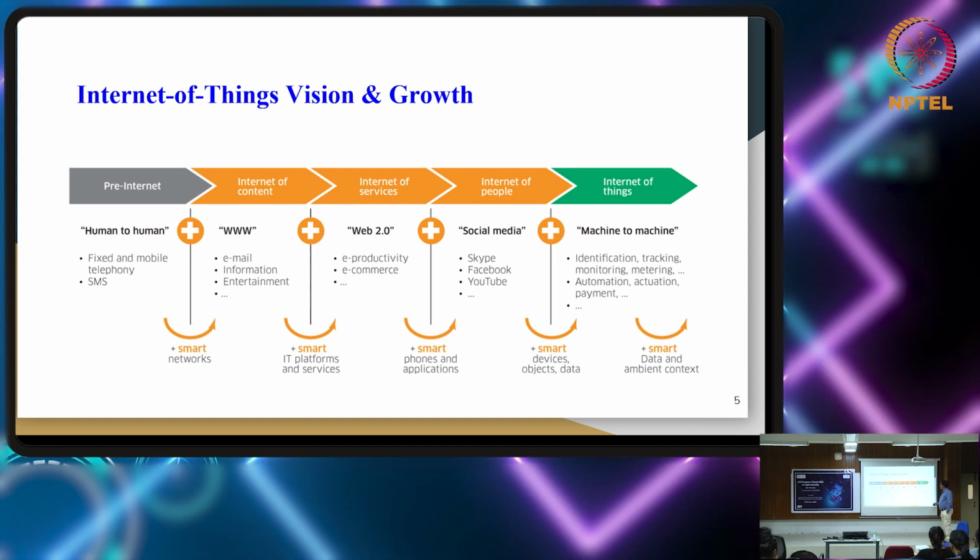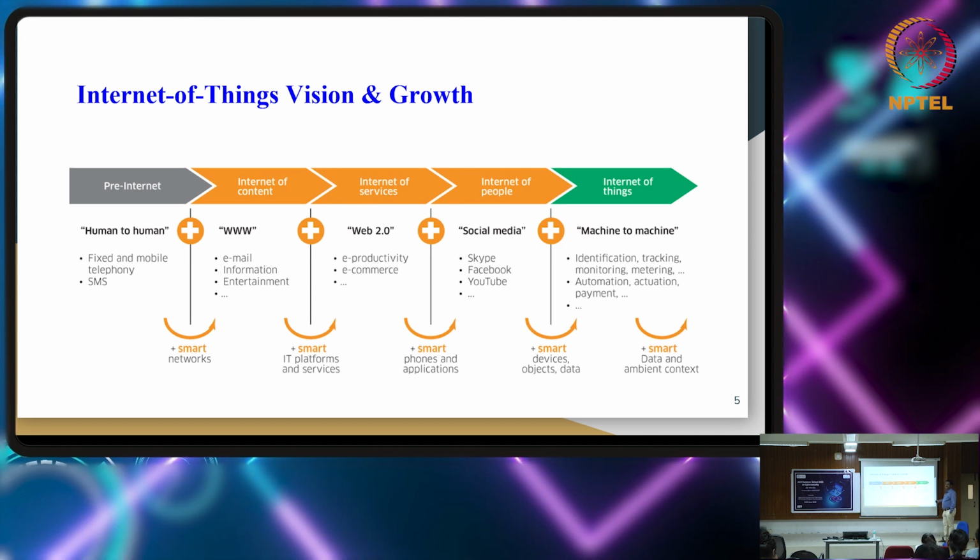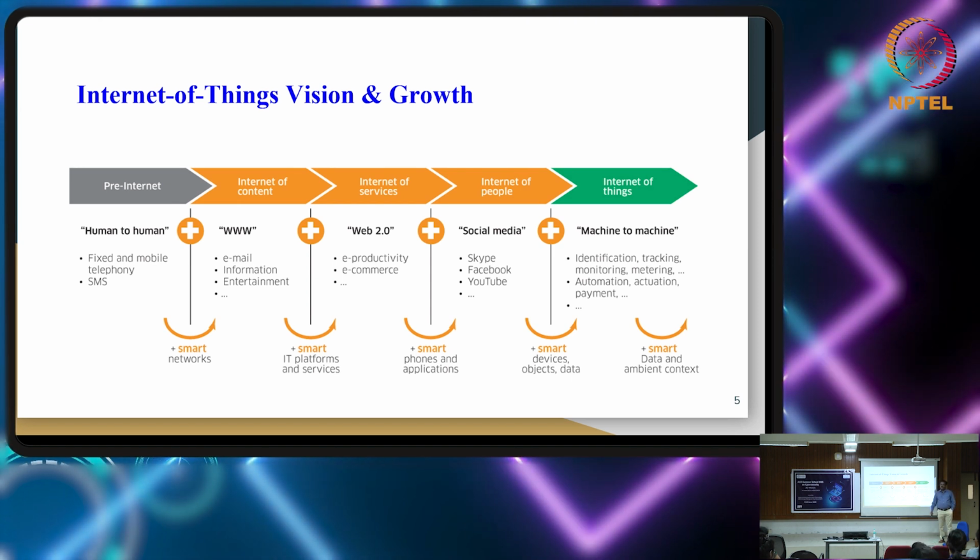And the last one is machine to machine. See that trend: initially, before internet, human to human interaction. Now machine to machine interaction, where there is no human being. Here, smart devices and objects, smart data and ambient context, that is called the Internet of Things. You understand what I'm trying to say? From here, human to human moves to machine to machine. Machine can take care of everything. You don't bother about it. Set the thing, whatever it may be.